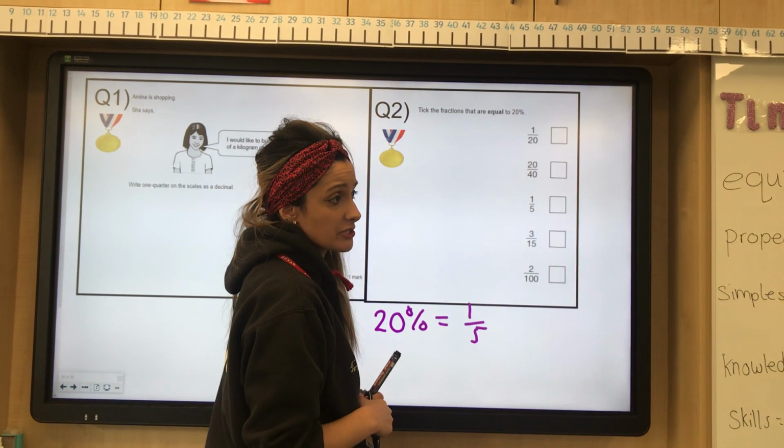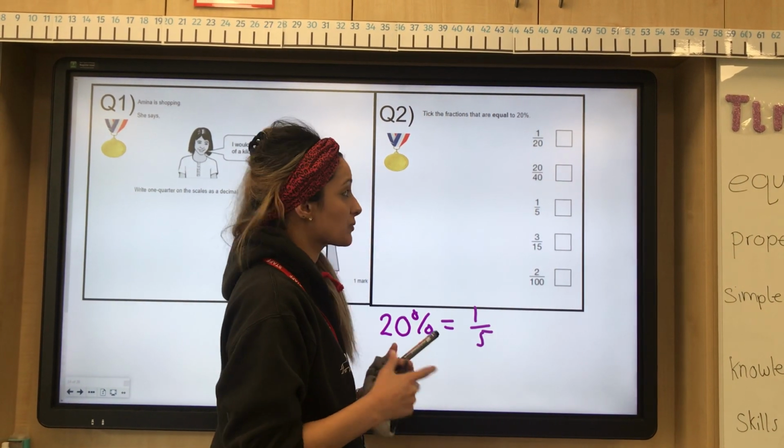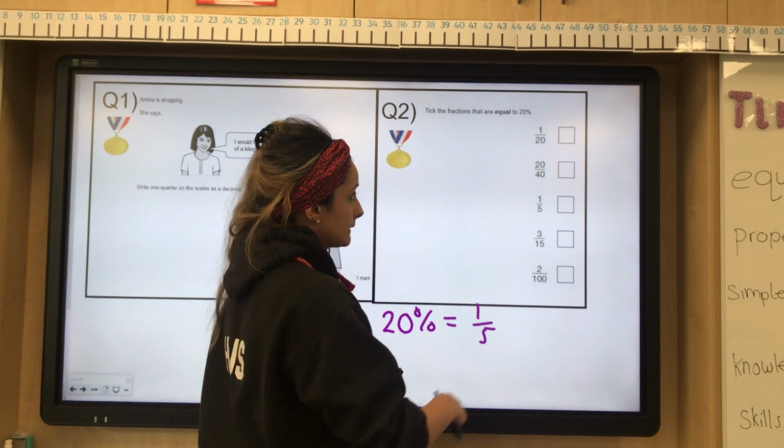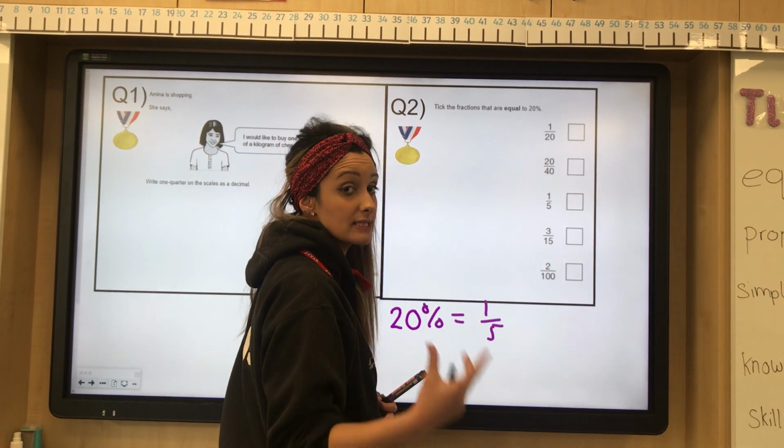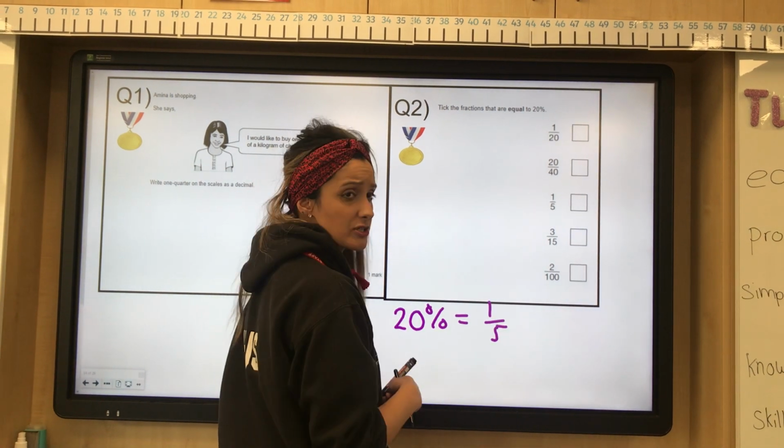And also we encourage the children to use process of elimination. Well, which ones aren't going to work straight away? Okay, 1/20, can that be reduced to its simplest form? No, it's already in its simplest form. And is that equivalent to 1/5? No.